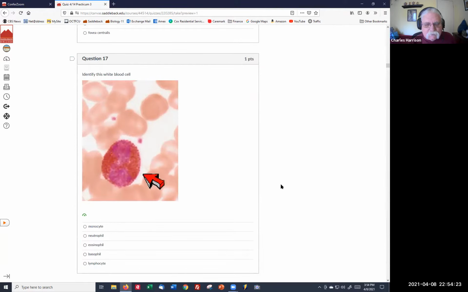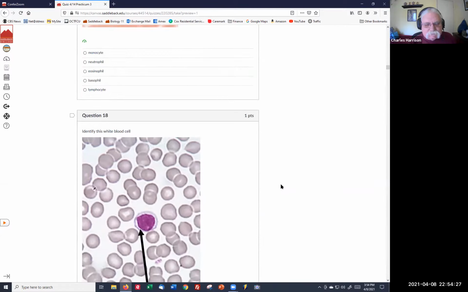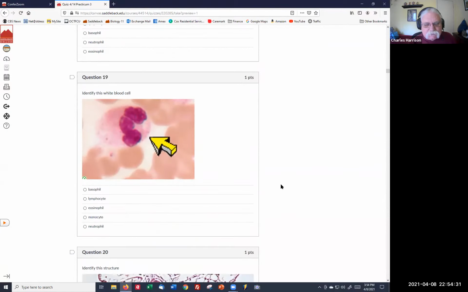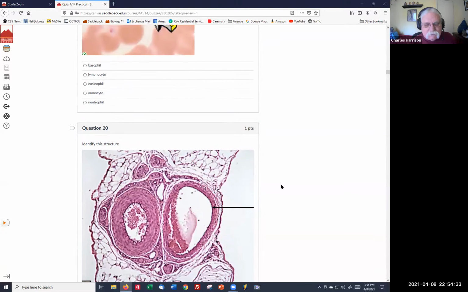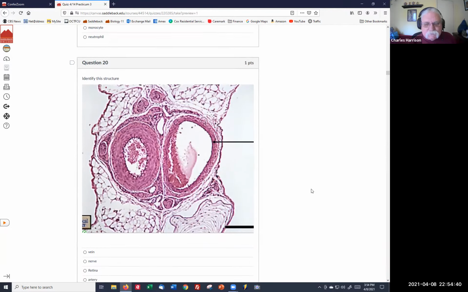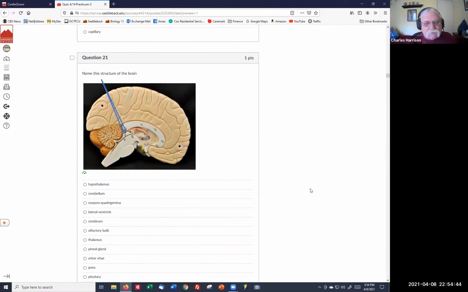Don't forget the white blood cells. That's the monocyte. That's the neutrophil. Difference between artery and vein. The thicker one is the artery. Parts of the brain using a model.